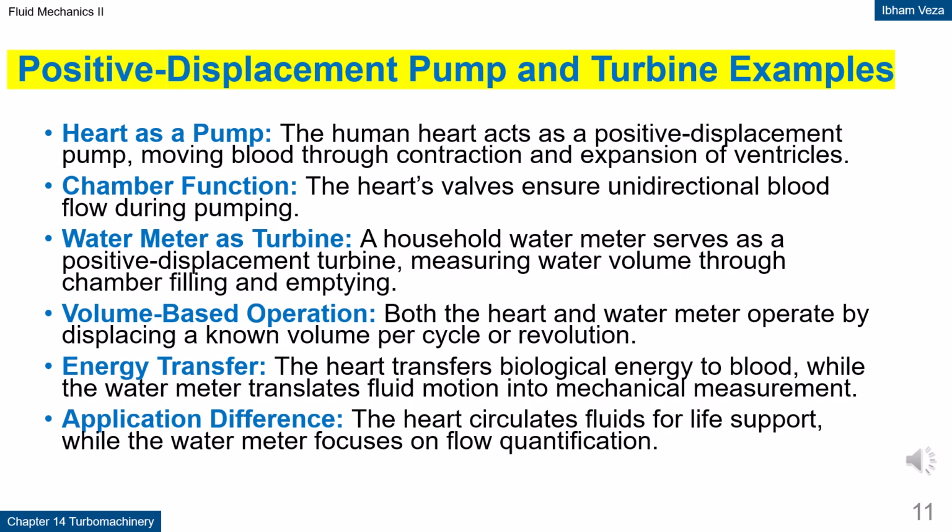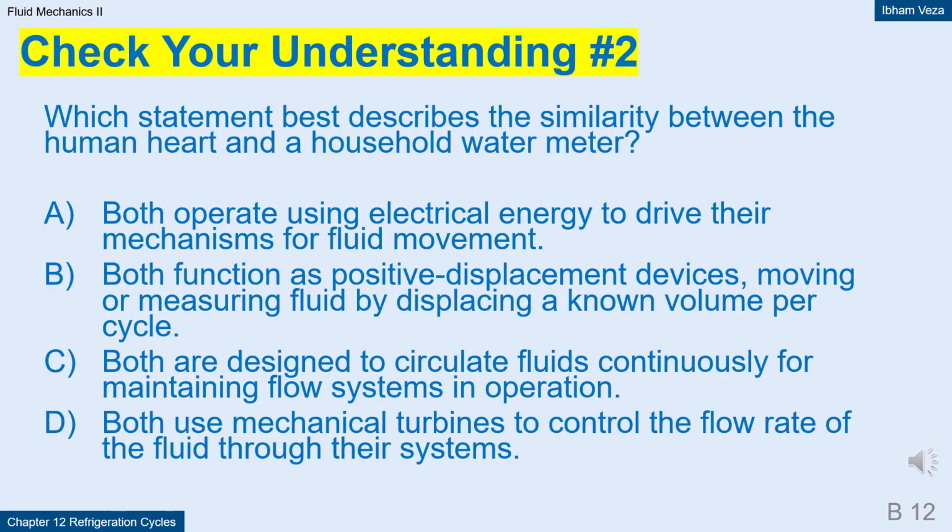The main difference lies in the purpose, namely biological circulation versus flow measurement. Correct answer, B. Both function as positive displacement devices, moving or measuring fluid by displacing a known volume per cycle. Explanation of incorrect options. Option A.